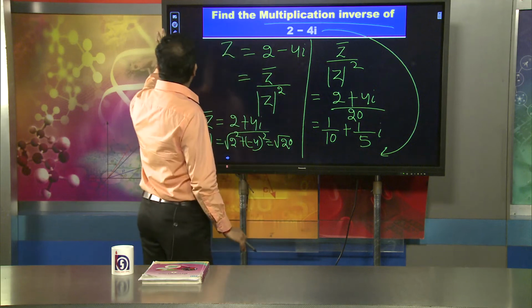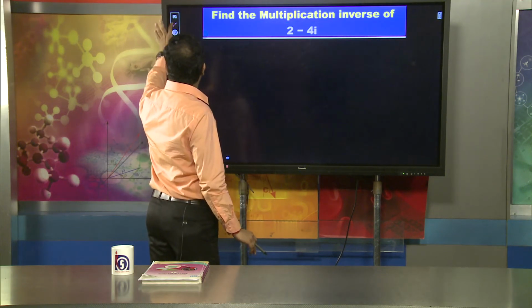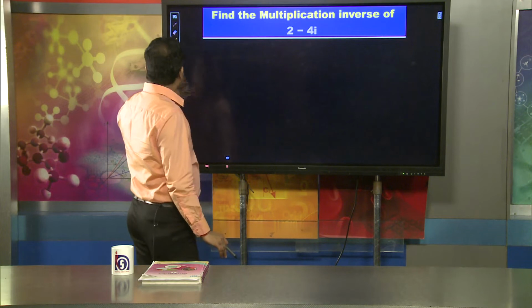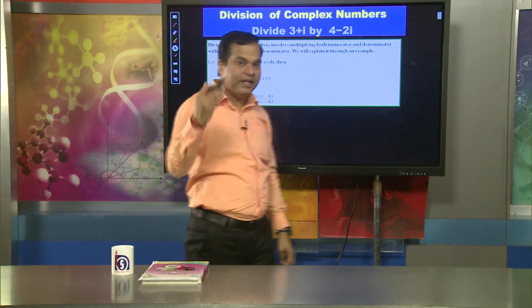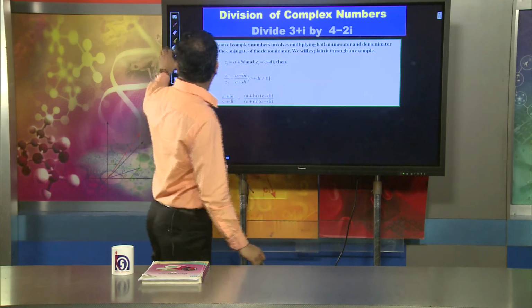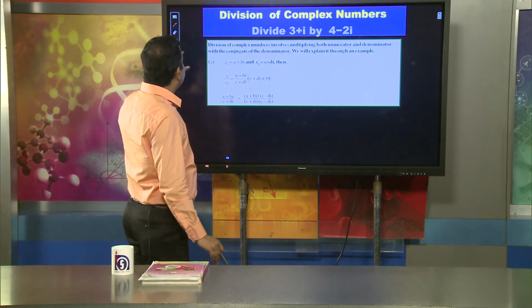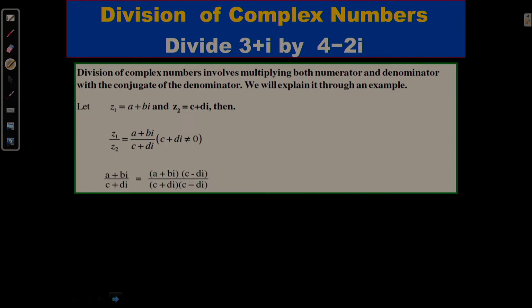Okay. Now we will discuss another concept that is very important, that is the division of a complex number. It is also very important. When talking about division of a complex number, remember that division involves multiplying both the numerator and denominator by the conjugate of the denominator, which will be explained through an example.